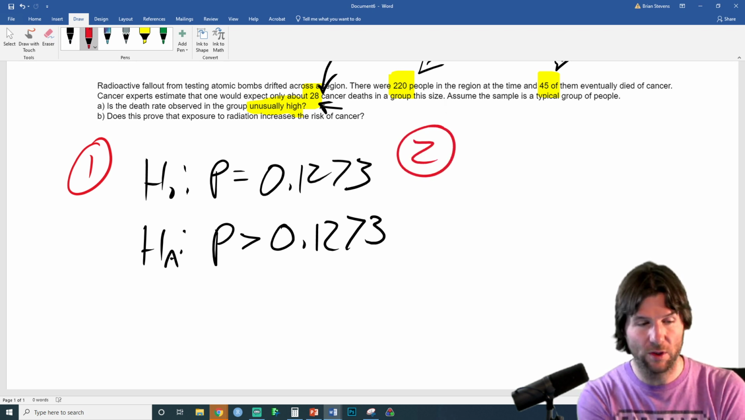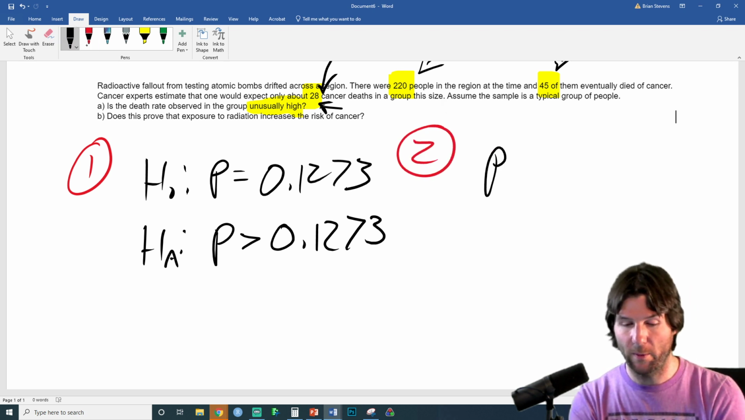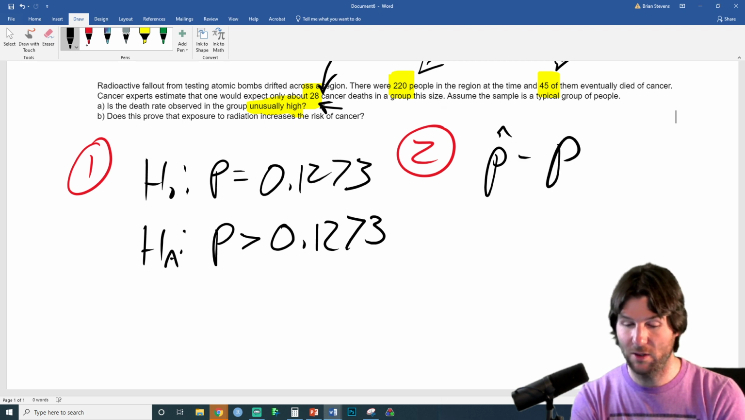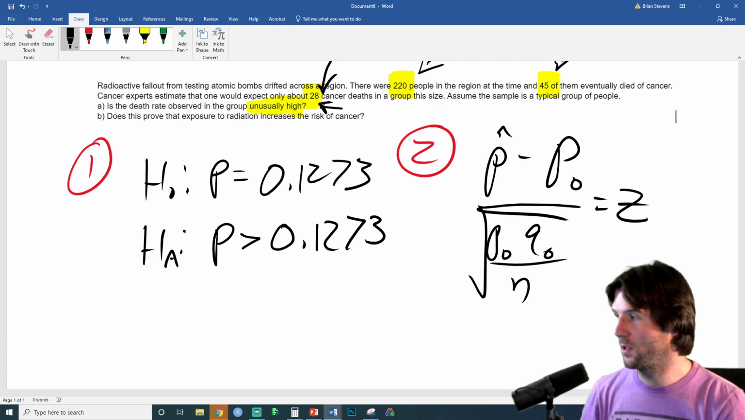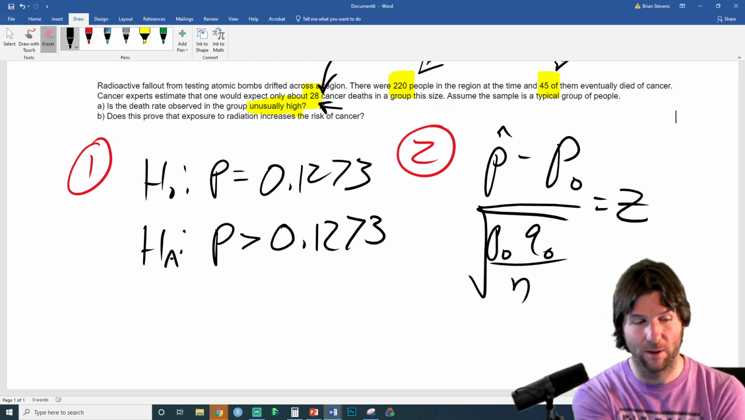So now we go to the next part. Part number 2 is to do your statistical test. We write right here P hat minus P naught, over the square root of P naught Q naught over N, equals Z. So this is going to solve for our test statistic right here.